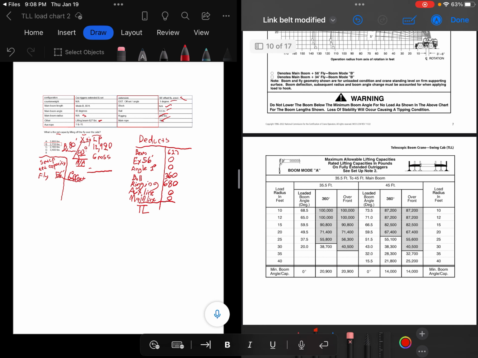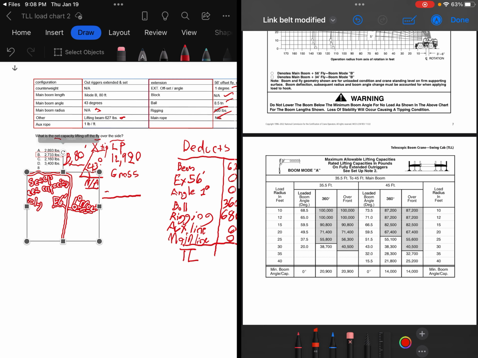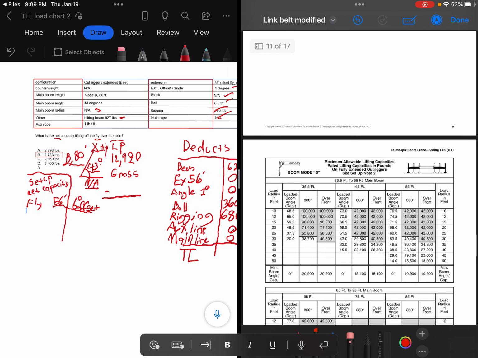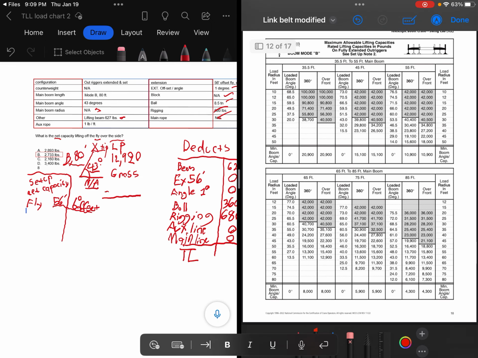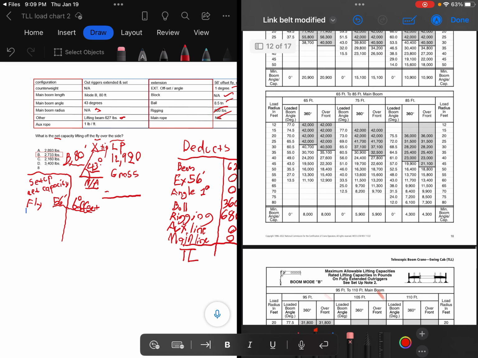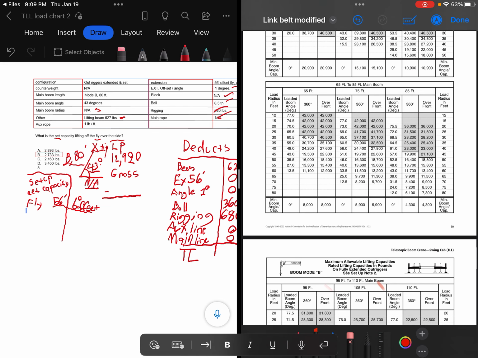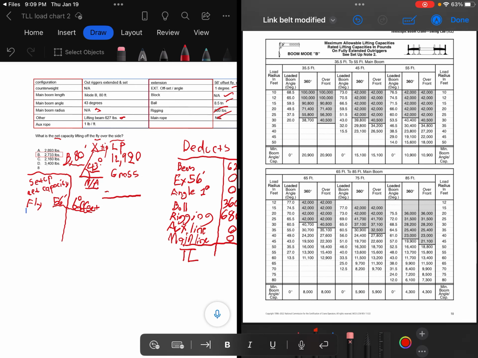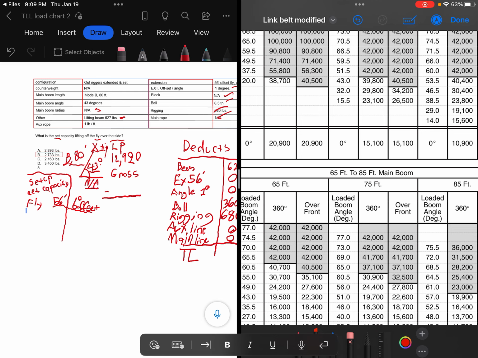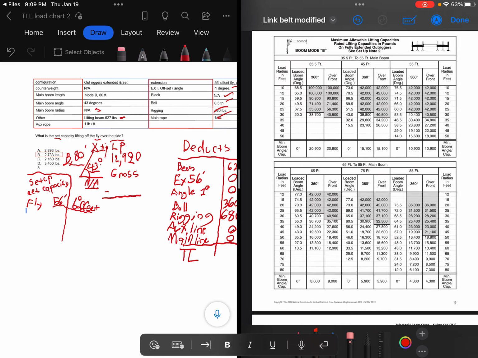However, we are going to look at our boom mode. Our boom mode is B, 80 foot at a 43 degree radius. Now, we don't have a boom mode B at 80 foot. It's boom mode B 85 foot or greater. So since we are between 65 and 85, we're going to use the 85 foot main boom.